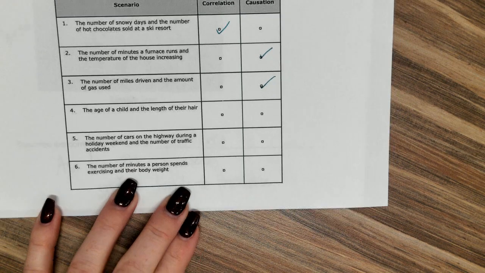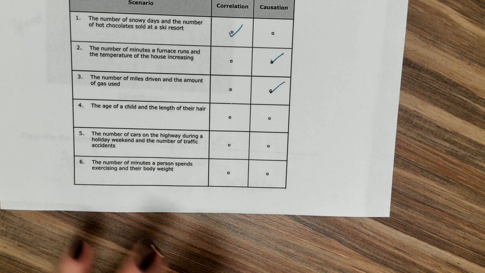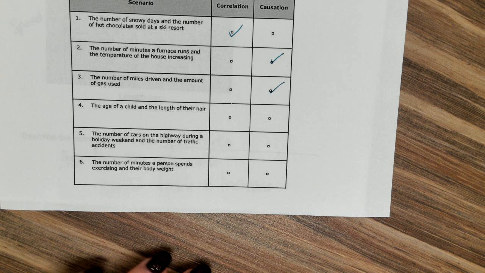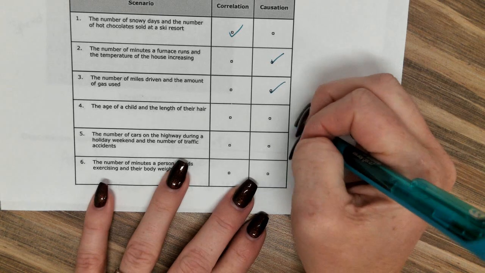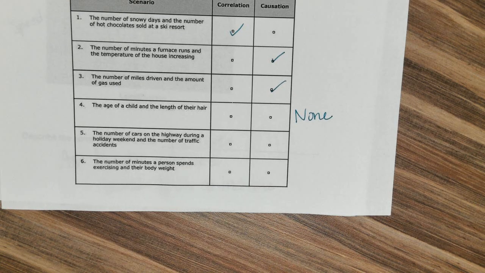Let's see what you think about number 4. This is kind of a trick question. The age of a child and the length of their hair. This is a trick question. What do y'all think? It's a trick question. None. Because what if you cut it?